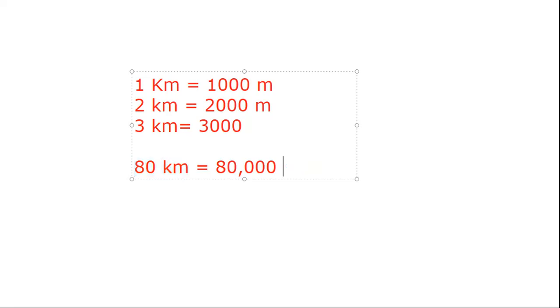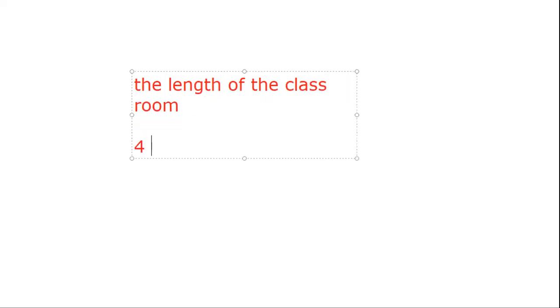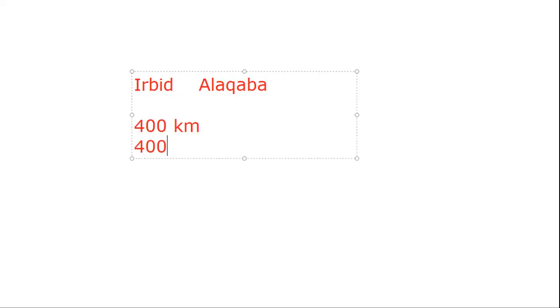Now for small distances, for example, the length of the classroom. Let's talk about the classroom we had at school. The length of the classroom is only 4 meters, for example. Because it's very small, 4 meters. But if I want to talk about the distance between Irbid and Al-Aqaba, which is farther? The distance between Irbid and Al-Aqaba or Irbid and Amman? Irbid and Al-Aqaba, of course. The distance between Irbid and Al-Aqaba is 400 kilometers, which is equal to 400,000 meters. Okay?